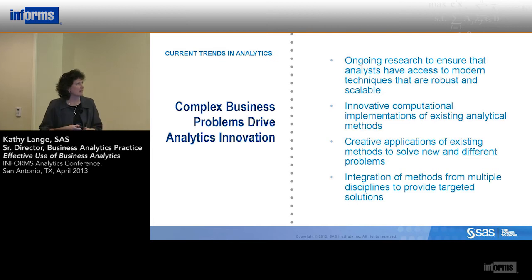And combining these techniques together. The thing with analytics, people talk about it as this one big thing, but it's not. Good data miners are not necessarily good forecasters or good OR people. They're different skill sets, and people usually go deep instead of broad, and that's why in a center of expertise you need backgrounds that are coming together to help solve problems.